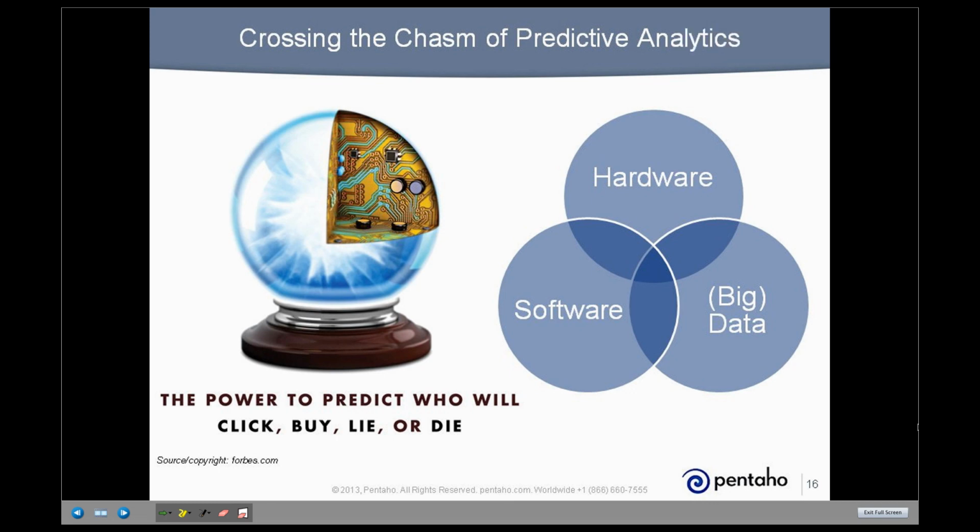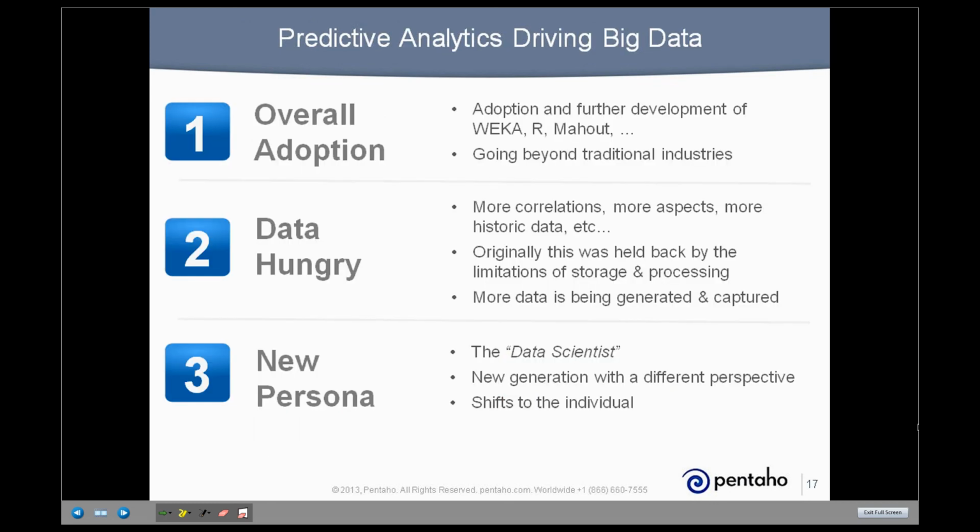Now, on the other side, we also see that predictive analytics is driving big data. So people wanting to do predictive analytics all of a sudden see big data as the solution, and there's an adoption and further development of Weka, for instance. We see it's going beyond traditional industries. A lot of our customers, for instance, come from the gaming industry. They now want to understand why people buy swords and how they influence other people and how they can leverage that. So it's beyond the financial industry, beyond the retail industry, people with deep pockets from the past.